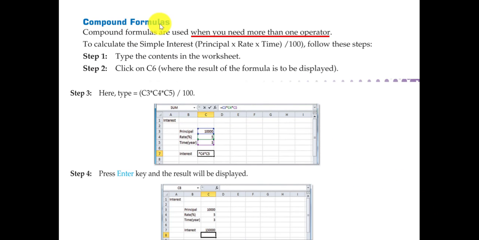And what is a compound formula? It is used when you need more than one operator. Like if we are going to calculate the simple interest, what is the formula? Principal into rate into time divided by 100. In that formula we have used more than one operator, like multiply and divide. So it is called a compound formula.